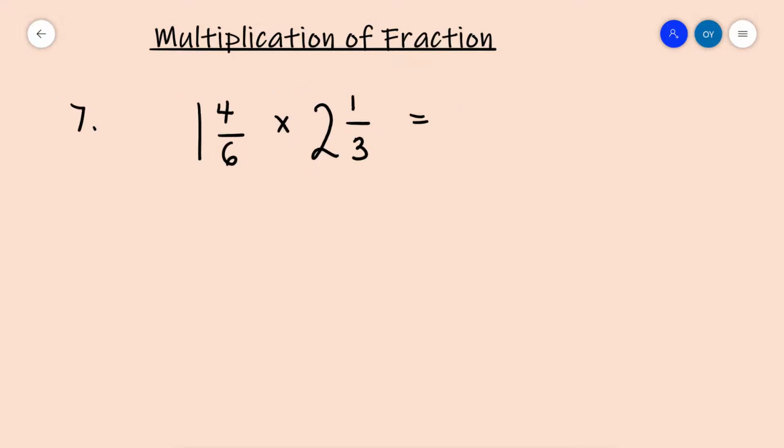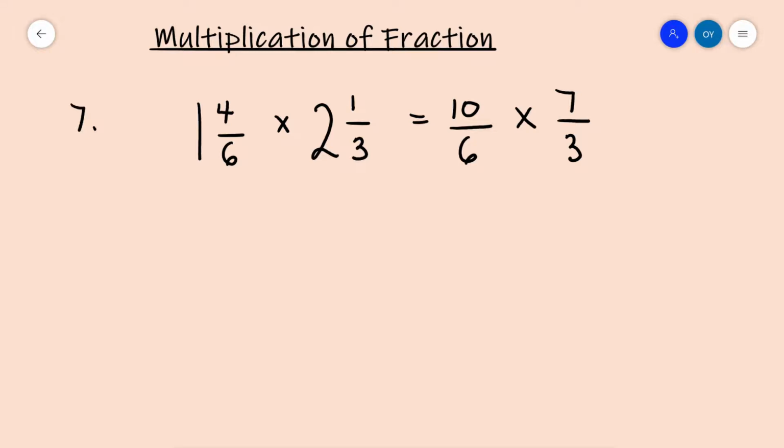Question number 7. This is multiplication of mixed numbers. So the first step to do here is to convert the mixed number to improper fraction. I'll put the link to the conversion in my description box. So here, how do we convert? You multiply 6 by 1, that is 6, plus 4, that is 10. So the first one is 10 over 6. And the second one is 3 times 2, 6, plus 1, 7. That is 7 over 3.